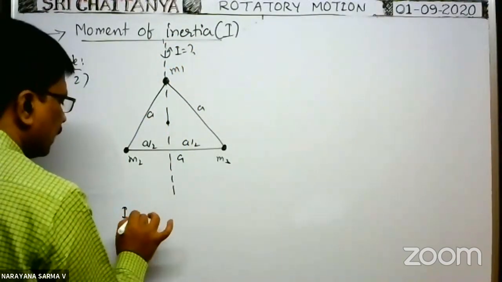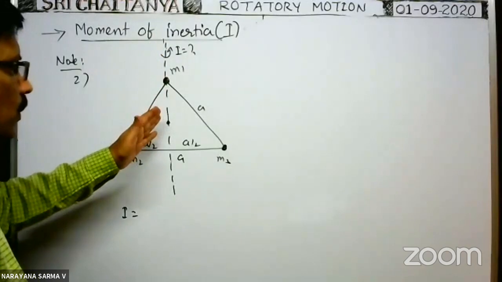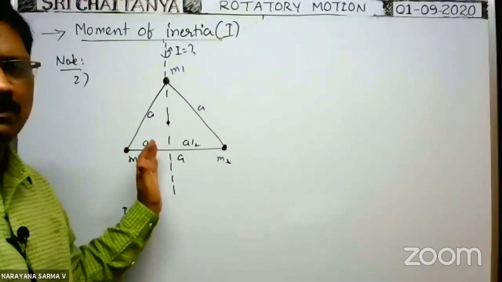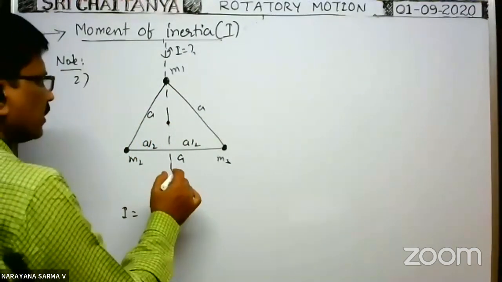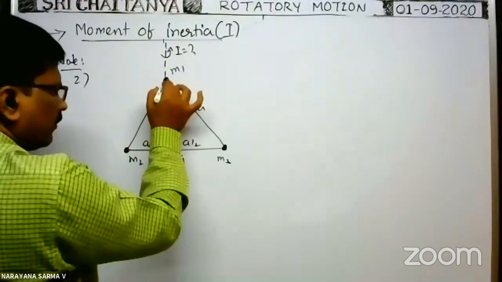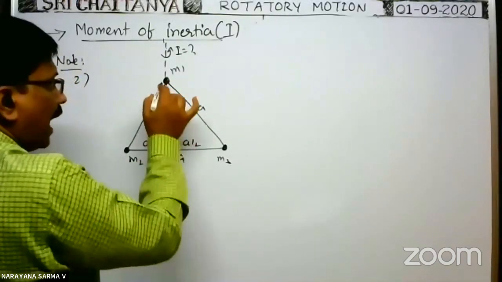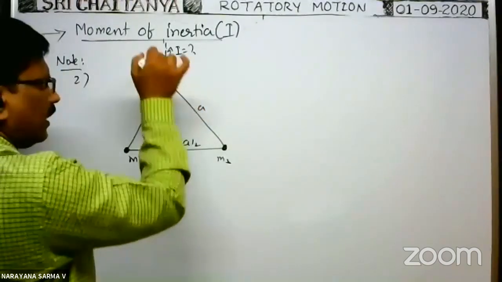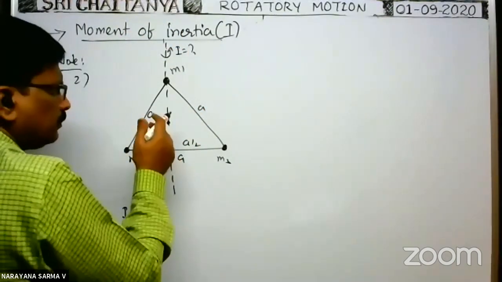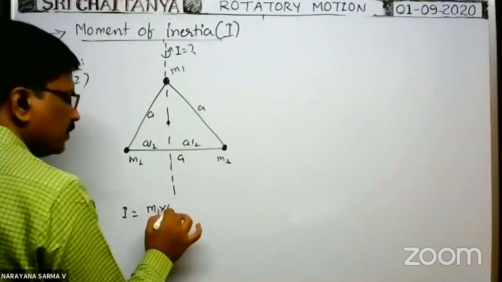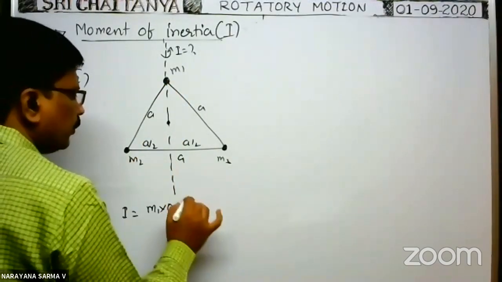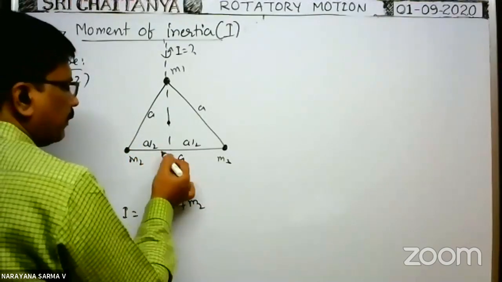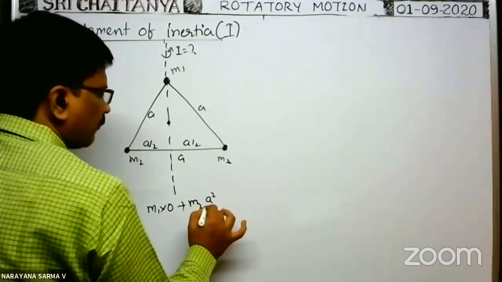So moment of inertia of that system about this axis is equal to the sum of the moments of inertia of each and every particle in the system. Moment of inertia of this particle is m1 into, as it is a particle, perpendicular distance of this particle from the axis of rotation is 0 because this particle lies on the axis of rotation only. It has negligible dimension. That's why 0 square, plus m2 into perpendicular distance of this particle from the axis of rotation, which is a by 2. So a by 2 whole square.